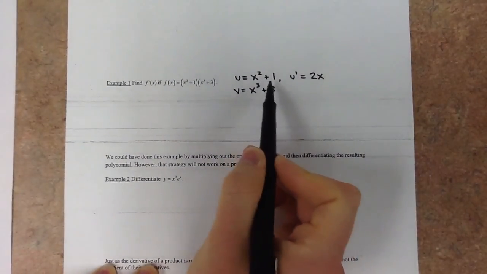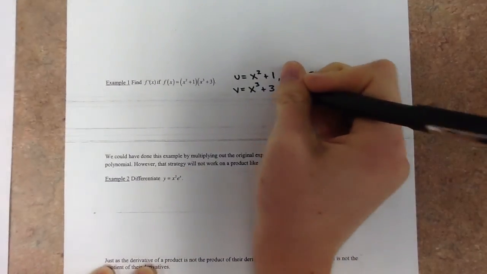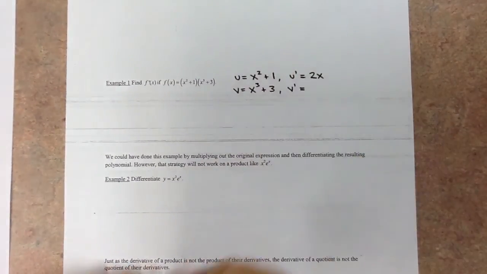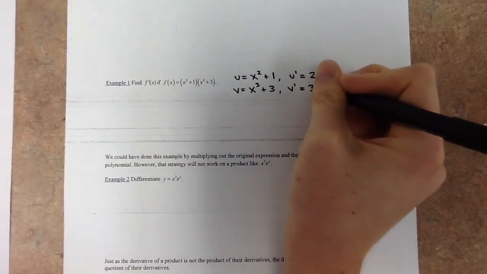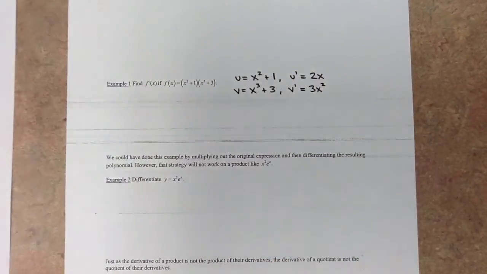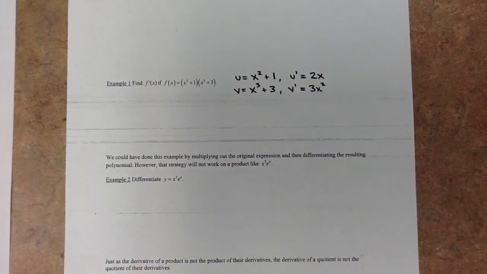So the derivative of this thing right here is just 2x. And then v prime, so we can use that in the formula. The derivative of x cubed, the 3 comes out front, x's power drops down to 2, and then the derivative of 3 is just 0, so we don't need to write anything for that.